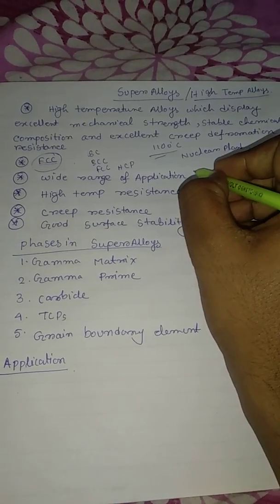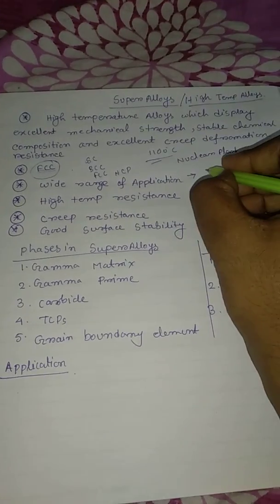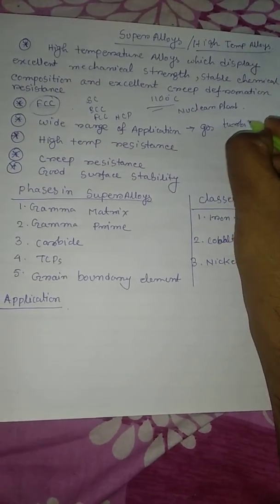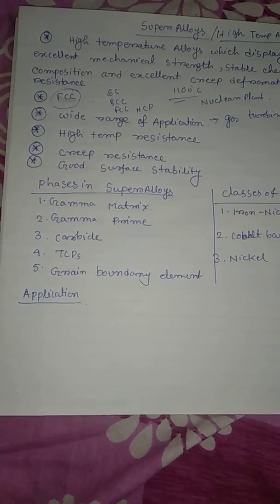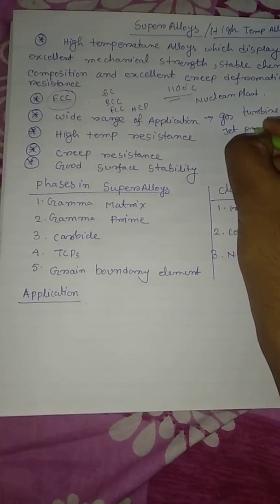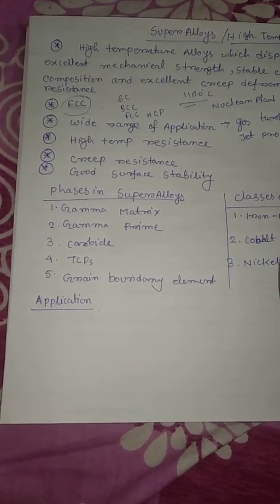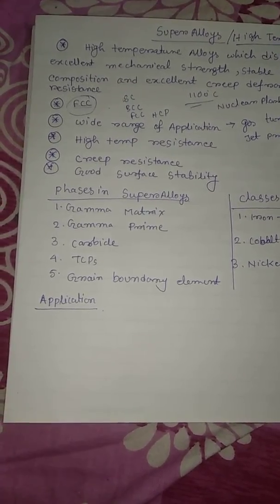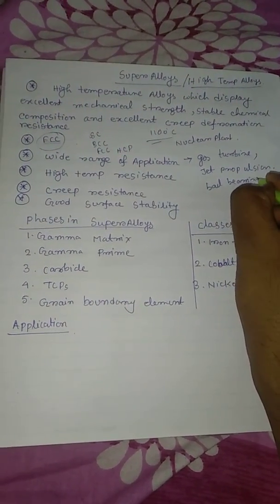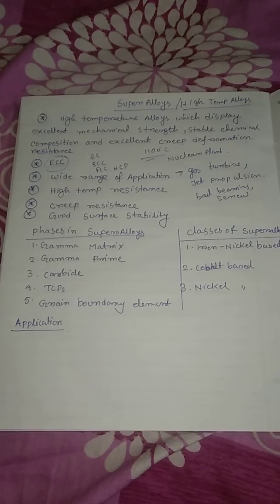So it has a wide range of applications: a nuclear plant is one. Second is the gas turbine plant, gas turbine, and jet propulsion. And small-scale components like ball bearings and screws. In those cases also, high temperature alloys can be used.